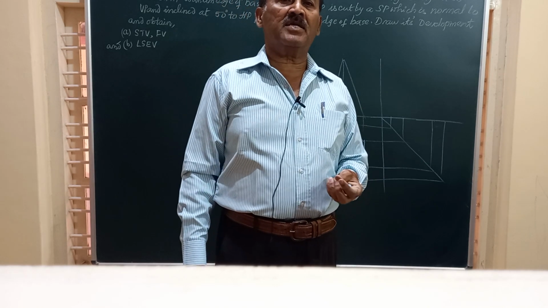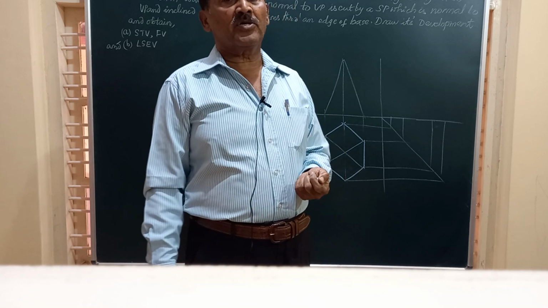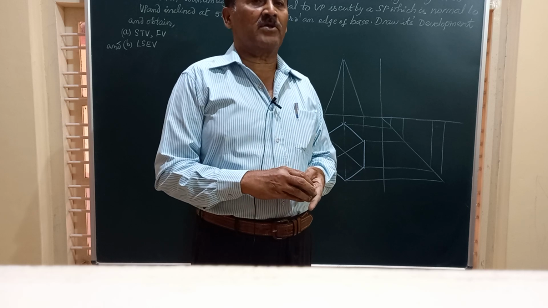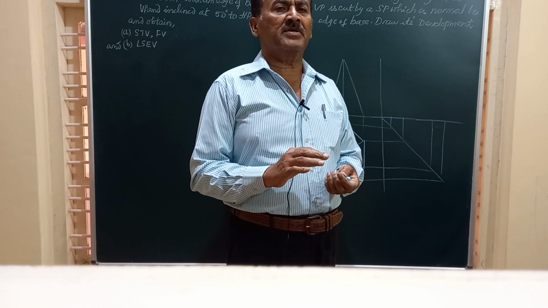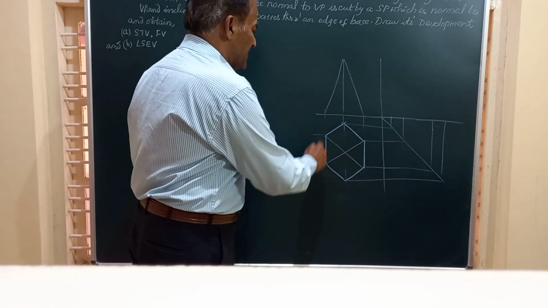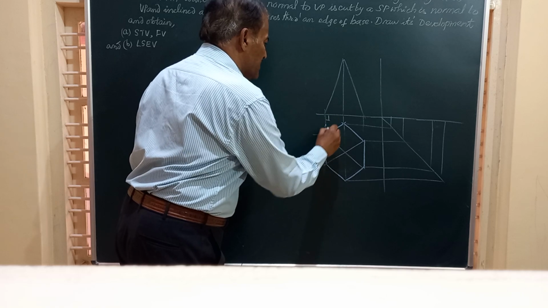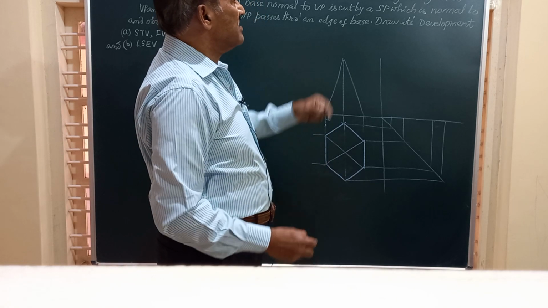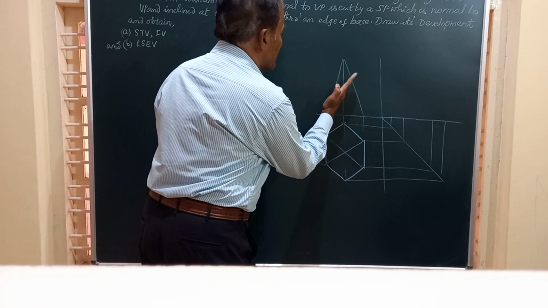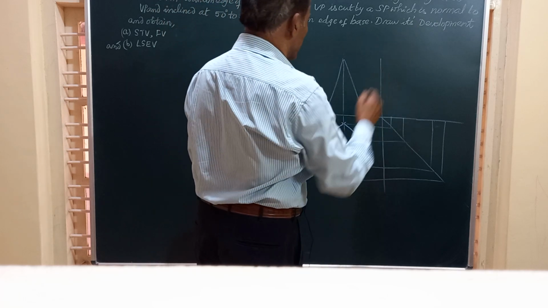I am Dr. M.H. Chennaiya. In this video, we are going to learn about obtaining the sectional views and development of a hexagonal pyramid which is resting on its base on HP with one of the sides of that base perpendicular to VP, or normal to VP, and it is cut by a section plane which is normal to VP and inclined at 50 degrees to HP, passing through an edge of the base.